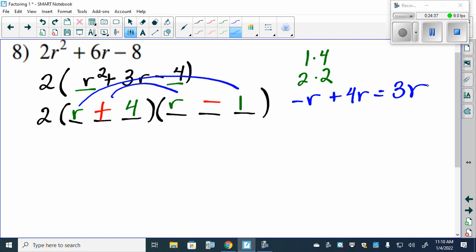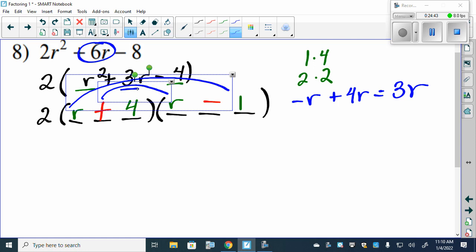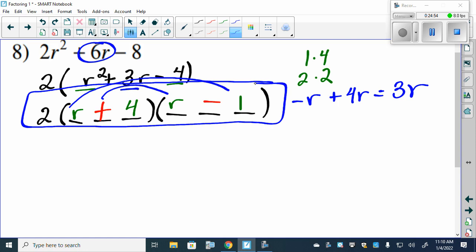It is, because at this point we're not referring back to the positive 6r. We're looking back at the 3r, because we're looking at it after we factored the 2 out. So this entire expression would be the correct answer. We do need to make sure that we have the greatest common factor included because it is part of the answer.